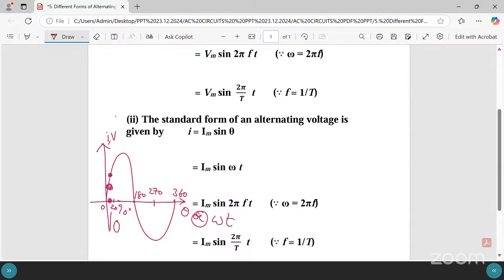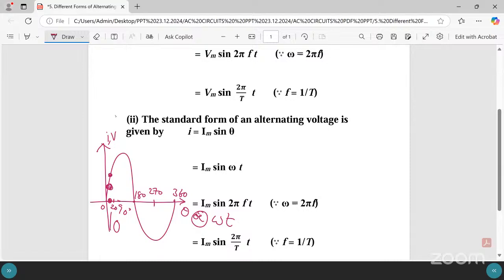Every second we will get some value. That value is called instantaneous value. Every second, the voltage is generated in the copper wire conductor.